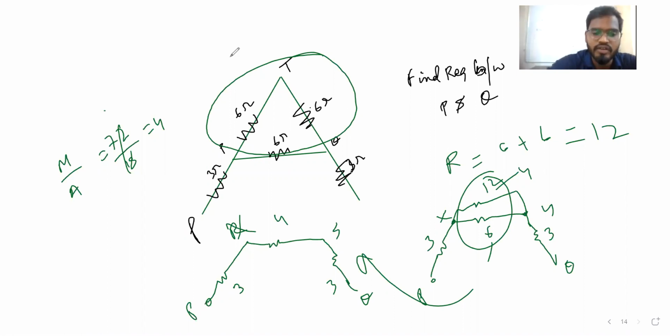That's it. So now 3, 3, 4: 4 plus 3 plus 3. So it is going to be how much? 10 ohm. That is the R equivalent. Hope you guys got it. Easy question. So in this way you can do these questions. Now let's see the next one.